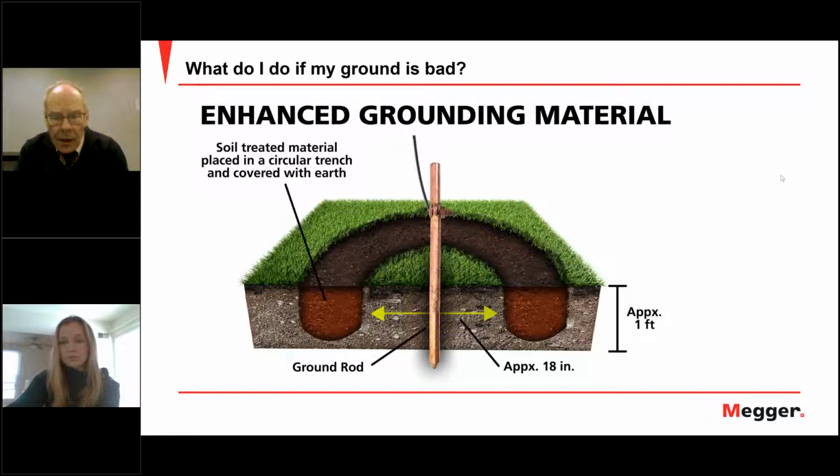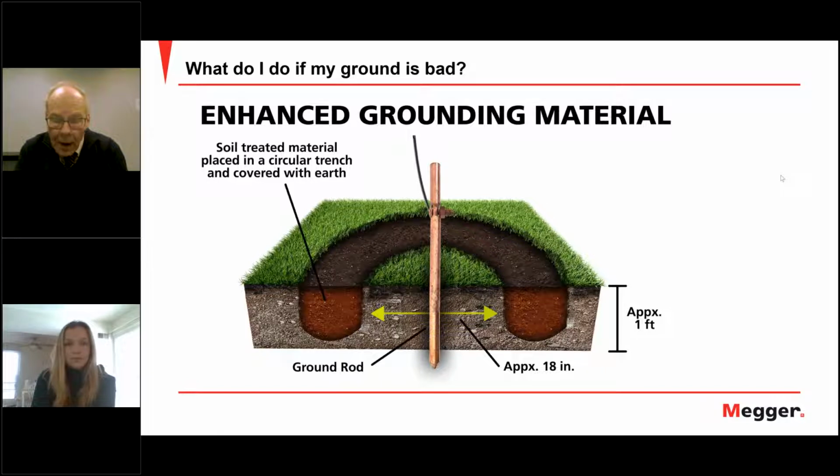But I would say overall, probably the best method is the deep driven rod, especially if you can get down to water table, because that gives you really good protection. The problem with it is it's expensive, and the deeper you have to go, obviously, it gets worse and worse. You hit bedrock and things like that. So it's a good solution, but it is expensive.